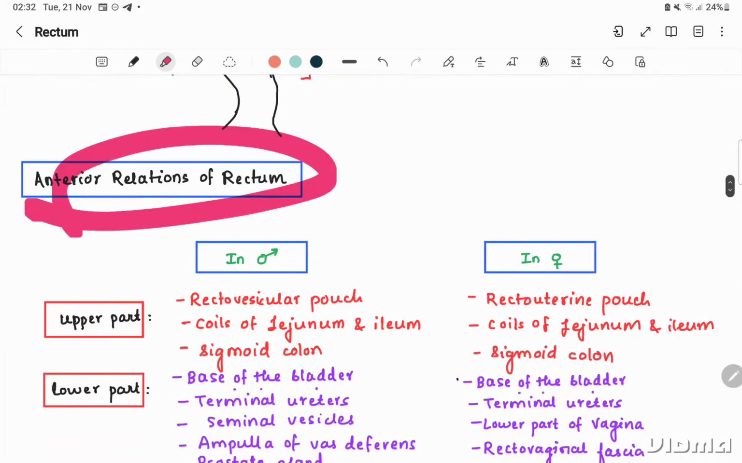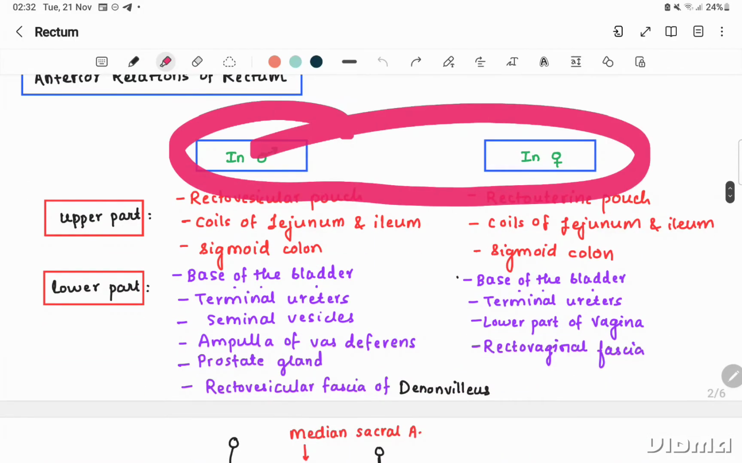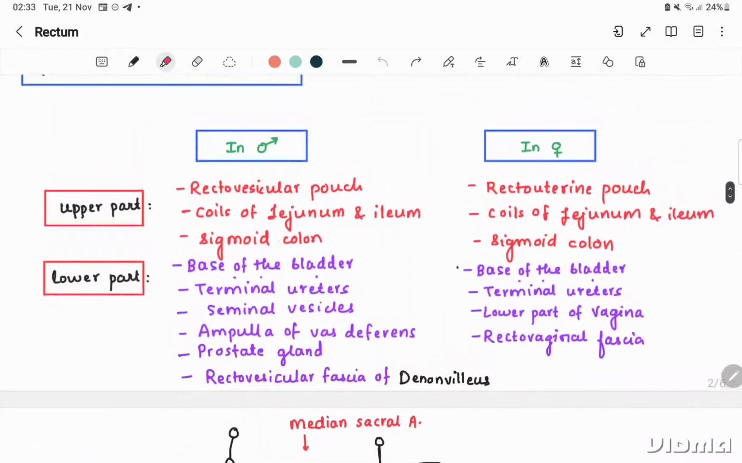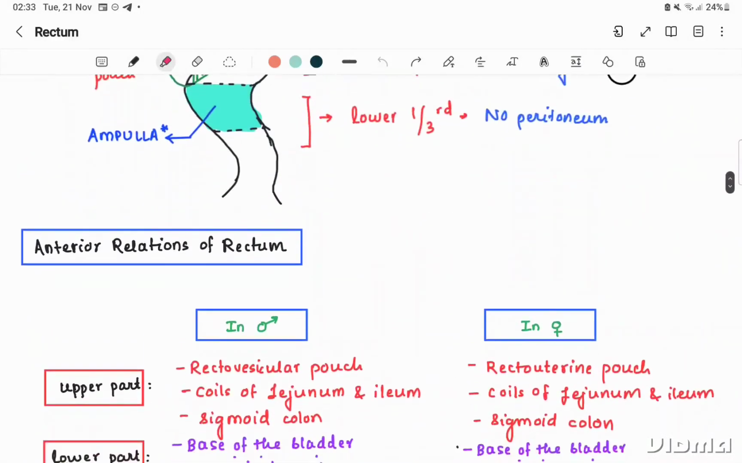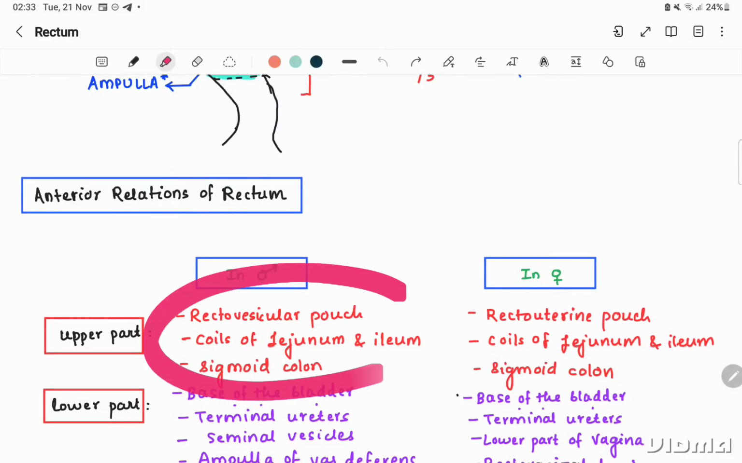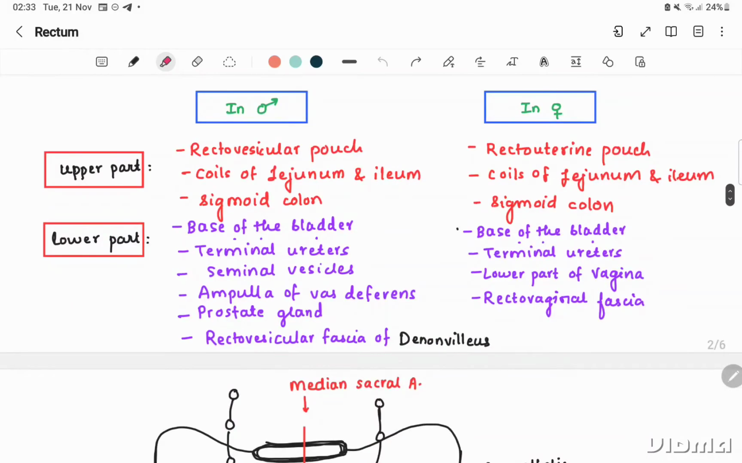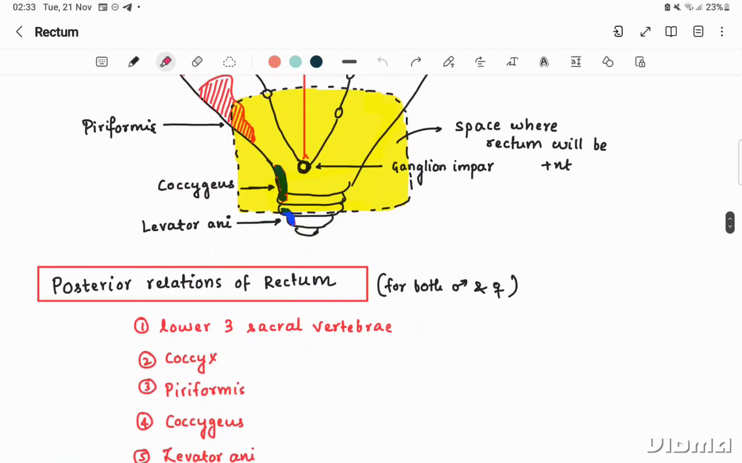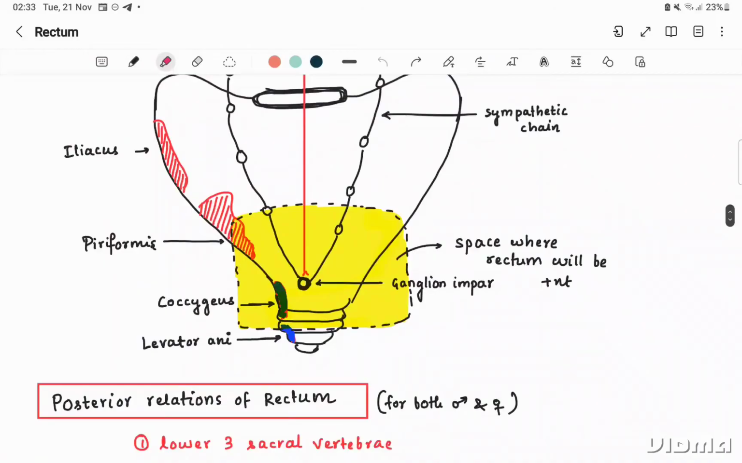What are the anterior relations of the rectum in males and in females? Talking about the anterior relations, in the upper part we have the rectovesicular pouch, the coils of jejunum and ileum, and the sigmoid colon. In the lower part, we have the base of the bladder, the terminal ureter, seminal vesicle, ampulla, vas deferens, prostate gland, and the rectovesicular fascia of Denonvilliers. These are the anterior relations of the rectum.